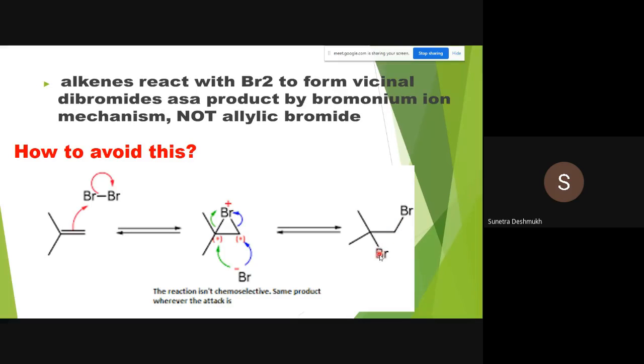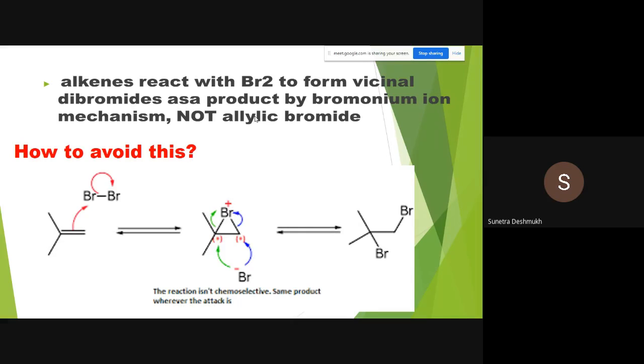We don't want 2 bromine atoms. We want only 1 bromine atom, and that is not possible by this type of addition reaction. This is an addition reaction to the carbon-carbon double bond, but not a free radical addition reaction. This is another kind of addition reaction, and we want to study the free radical addition reaction. So we will go for the free radical addition reaction now. This is not a free radical addition reaction.